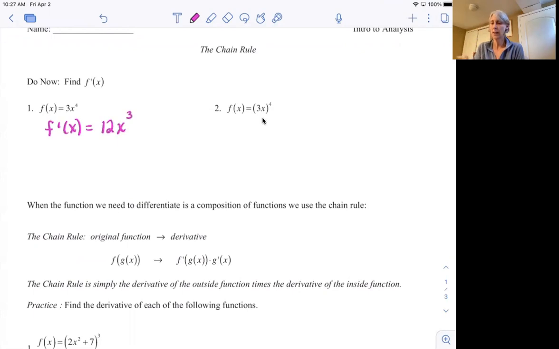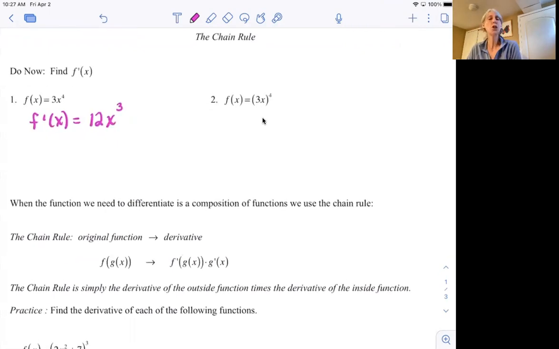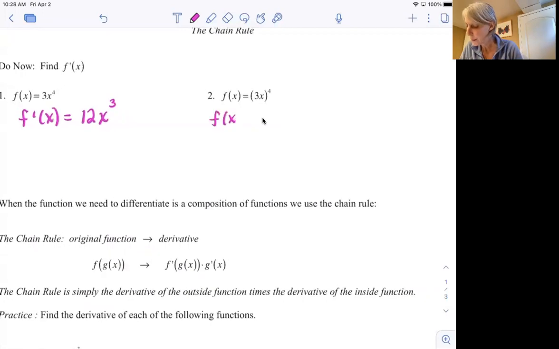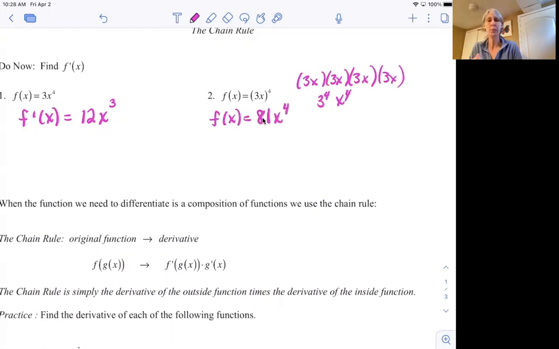Okay, nice and easy. However, if we look at example 2, I have f of x equals 3x in parentheses raised to the fourth power. This one is not so simple. We have to rewrite this first. (3x) to the fourth is really this, or in other words, 3 to the fourth times x to the fourth. So this would be 81x to the fourth power.